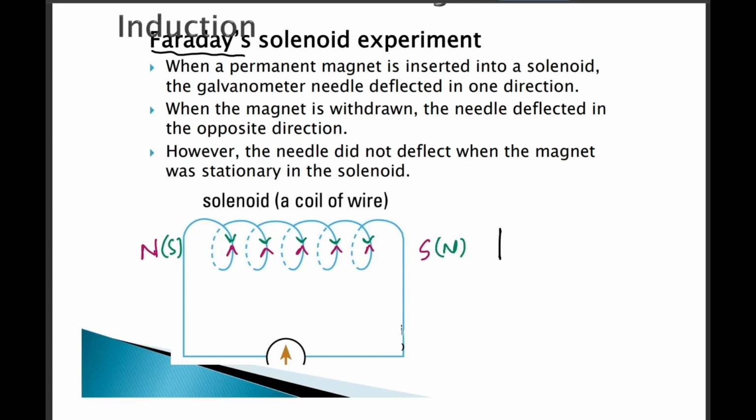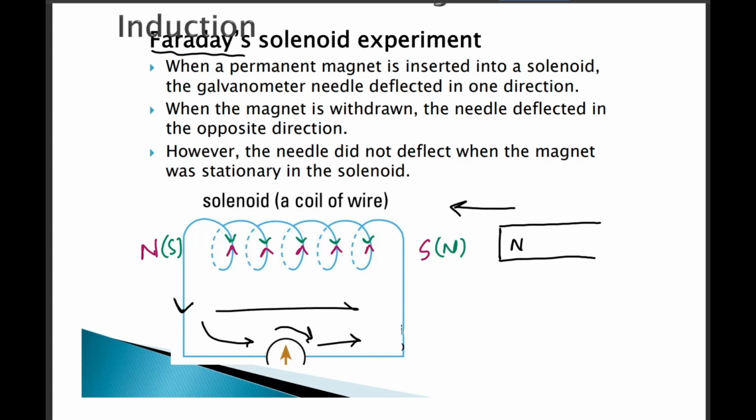You see, what he observed was that if the north pole is brought closer to it, for the sake of example, and again, this will be found by using the right-hand grip rule, which we're not getting into right now, the current that flowed in the circuit would look something like this, and the needle would be pointing towards the right side, depicting that the current is actually moving in this direction.